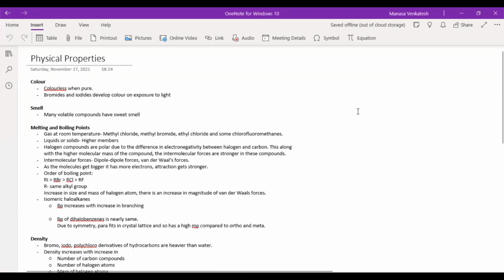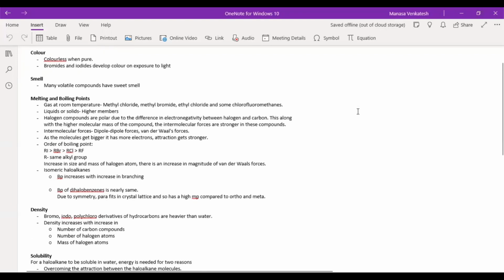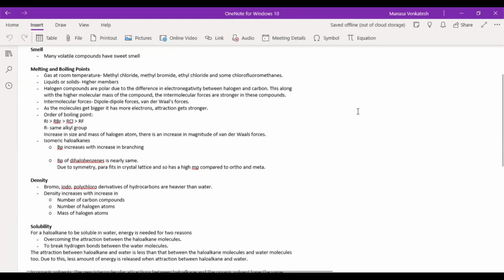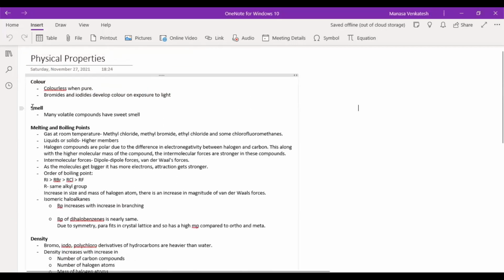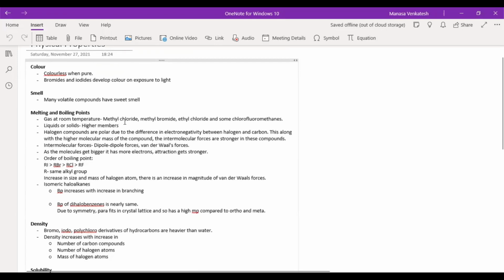Physical properties. Now, in physical properties, we'll be covering things like color, smell, melting and boiling points, density, as well as solubility. So let's start with color. Colorless when it's pure. Bromides and iodides actually develop color on exposure to light over time. Smell, they have a very sweet smell, many are volatile. Melting and boiling point, let's get to that. Oh, wait, first of all, this is state.